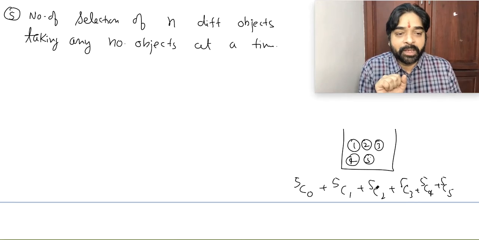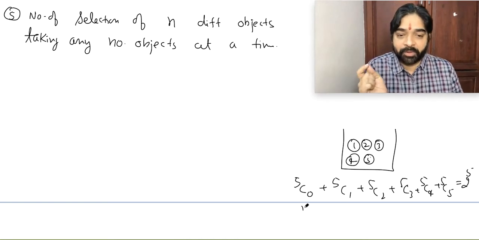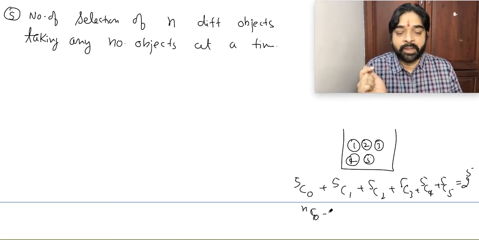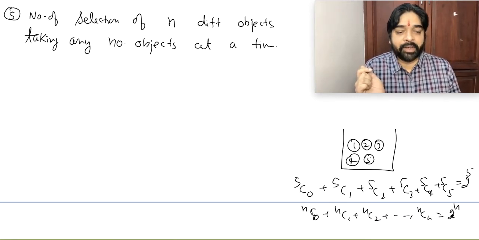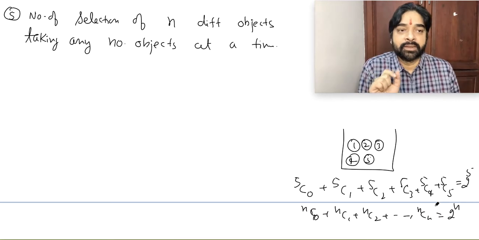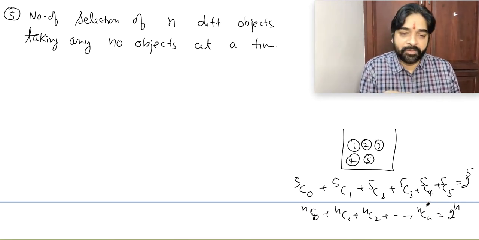And this value will be equal to how much? 2 power 5. I already gave you the formula, na? NC0 plus NC1 plus NC2, and so on till NCN, is always equal to 2 power n. Yes or no? Can we understand some other logic? This is fine, we can understand.